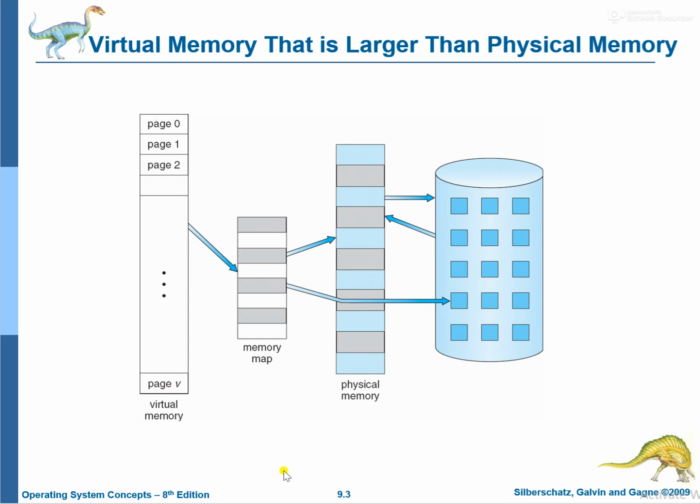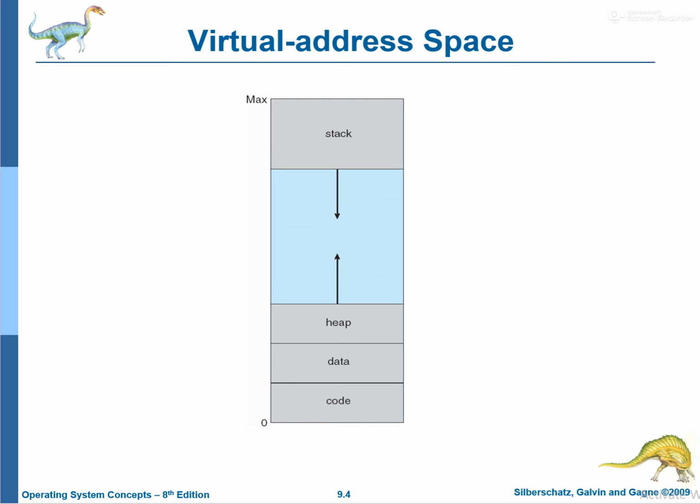This figure shows the virtual address space. Now what is the virtual address space of a process? It is a logical view of how a process is stored in memory. When we look at this view, a process begins at a certain logical address. For example, you can see over here that the program starts at logical address 0 and it exists in contiguous memory, from 0 to max.